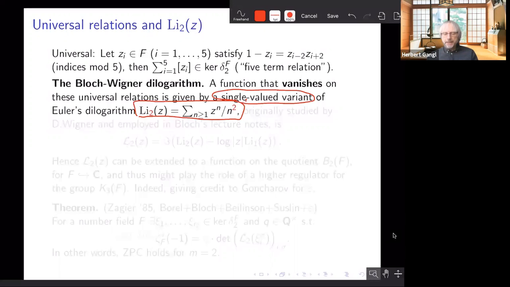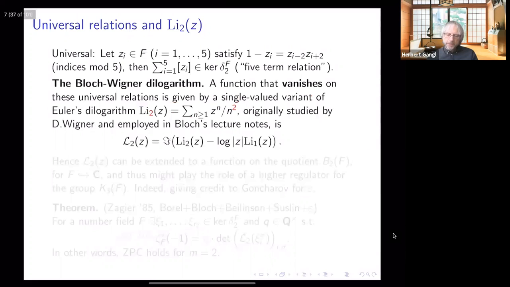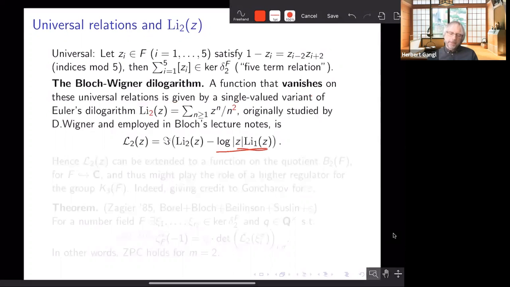The problem being, just like for the logarithm, Li2 of z has monodromy. And in order to kill that monodromy, one looks at a function that satisfies a similar monodromy, which is this one. At least the imaginary part will match the monodromy of Li2 of z itself. And this was originally studied by David Wigner, and then Bloch could rely on his studies in his famous lecture notes.